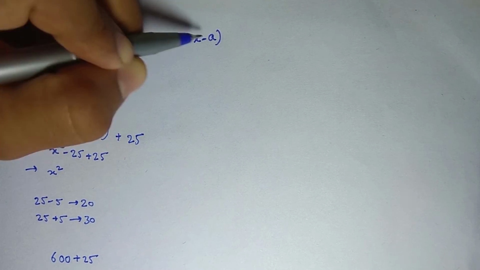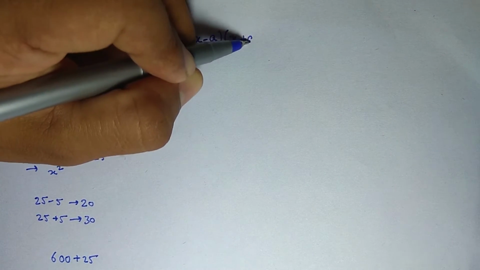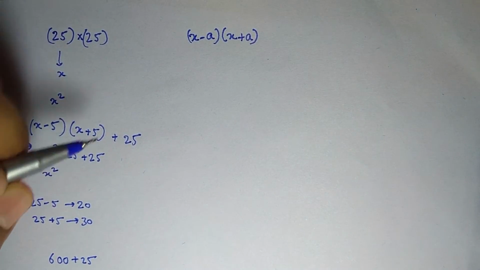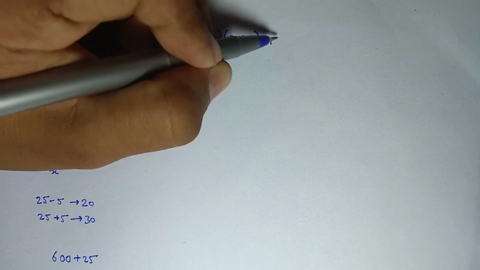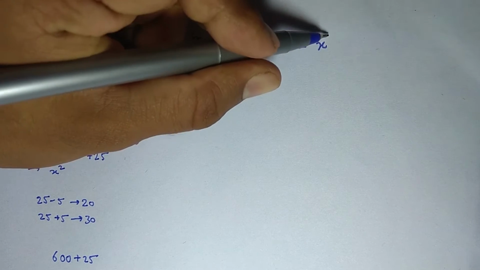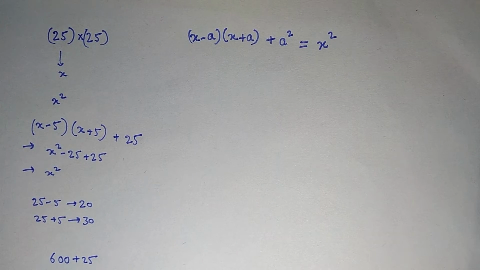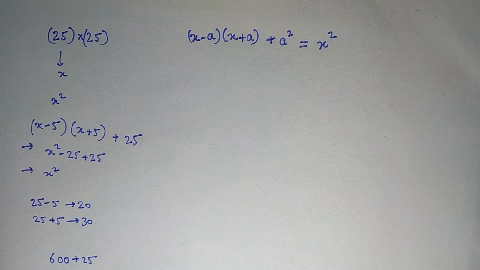So let's say any number is x. Subtracting a from it and adding a to it, and then multiplying them, would give x squared minus a squared, and finally adding the a squared to cancel out the minus a squared results in x squared. That's pretty straightforward mathematics, but now in order to use it as mental mathematics, all we need to figure out is the value of a.